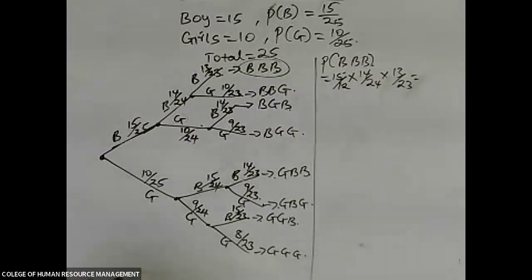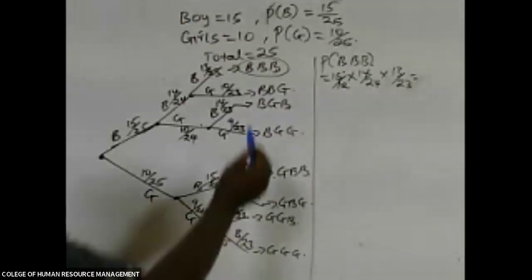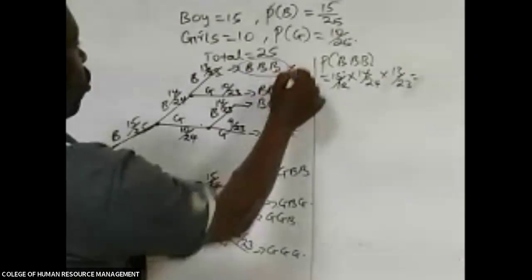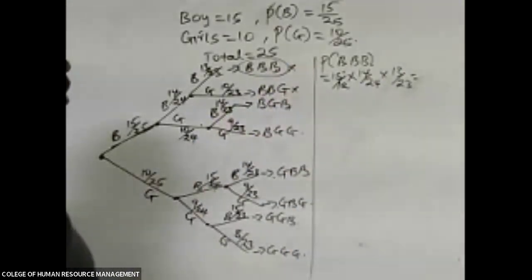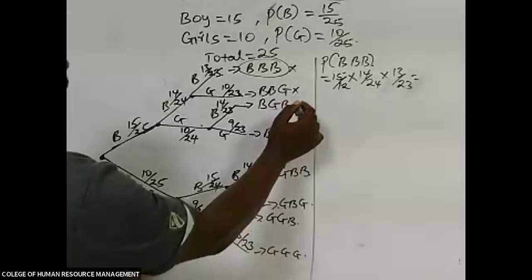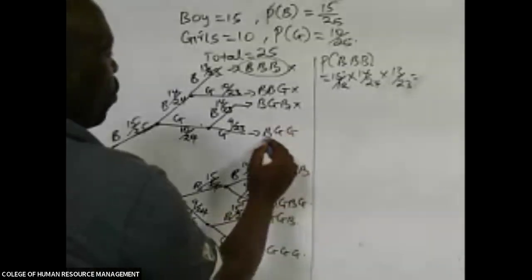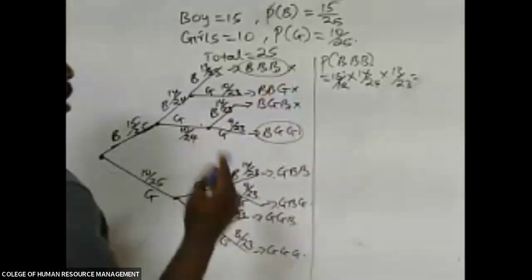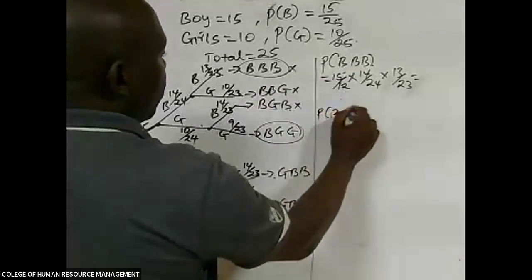Roman 2, two of the officials are girls. So you simply go to where you have got two girls. So here there is no girl, so this one is not important. Here it is only one girl, it is not important. Here it is only one girl, not important. Here we have got two girls, so this one is going to be a favorable event. Probability of two girls.